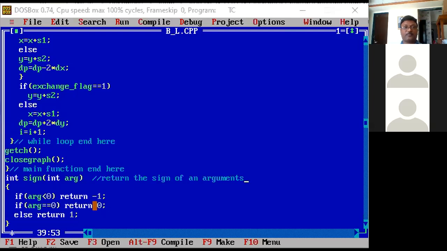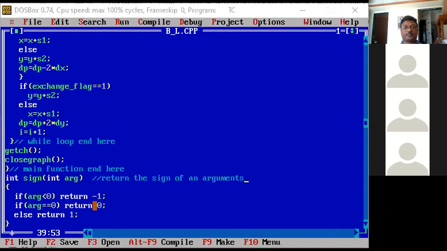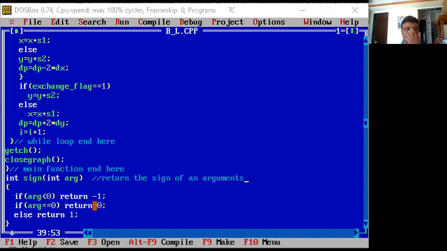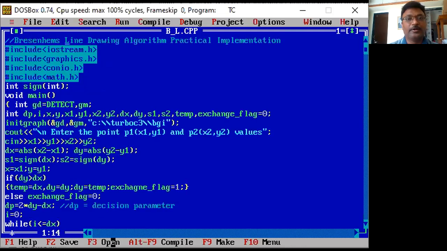Here there is some problem of the connection, a network problem. Is it visible to all? Okay, now see this, the entire program that I have typed over here. Now proceed for execution.